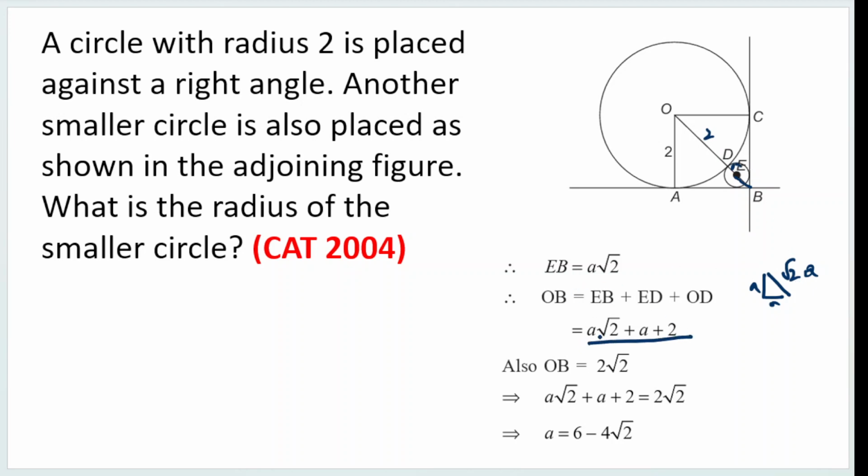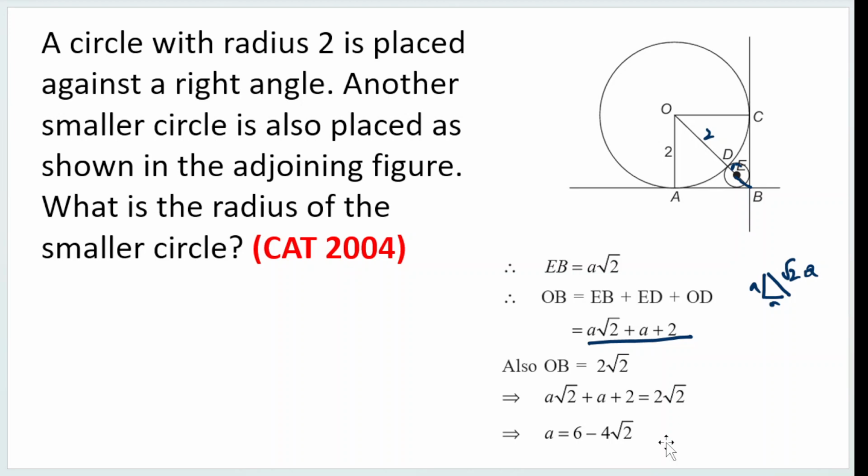OB is A root 2, which is this part EB, plus A, which is ED, plus OD, which is 2. OD is the radius of the bigger circle. Now, OB we earlier calculated is also 2 root 2. So these three together, A root 2 plus A plus 2, is equal to 2 root 2. What does that mean? A is equal to, you can just simplify it, A equal to 6 minus 4 root 2.